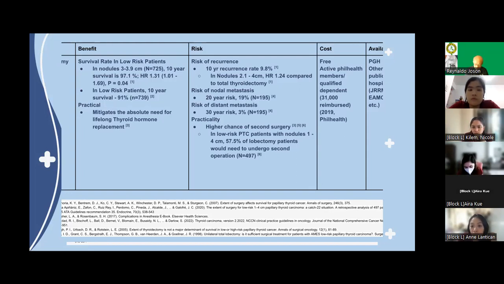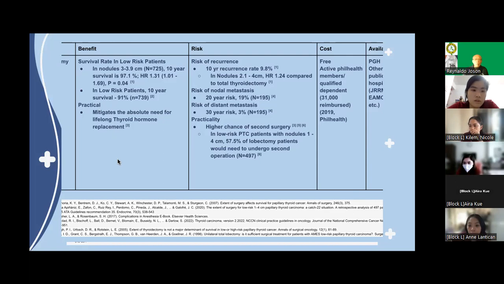For the practicality, which belongs to the risk, there is a higher chance of a secondary surgery for patients with stage 1 cancers who underwent lobectomy. It was found that in low-risk PTC patients with nodules ranging from 1 to 4 centimeters, 57.5% of the lobectomy patients will need to undergo a second operation.